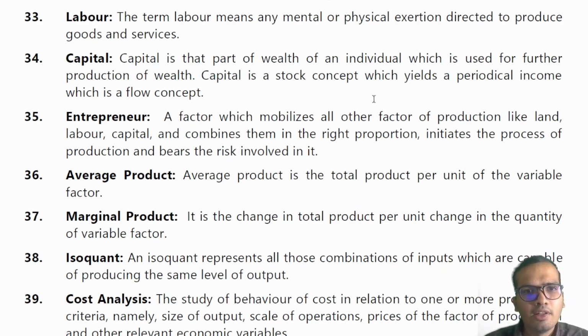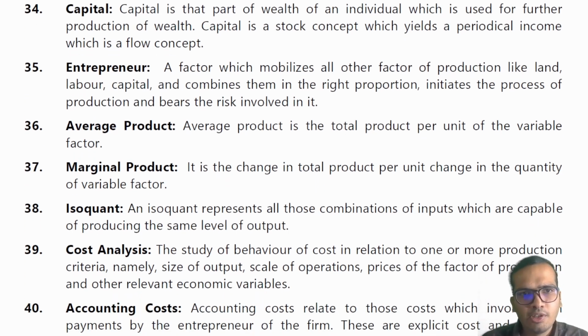Then comes capital. So it is that part of the wealth of an individual which is used for further production of wealth. Capital is a stock concept which yields a periodic income, which is a flow concept. Then comes entrepreneur. So it is a factor which mobilizes all other factors of production like land, labor, and capital and combines them in the right proportion, initiates the process of production and bears the risk involved in it.